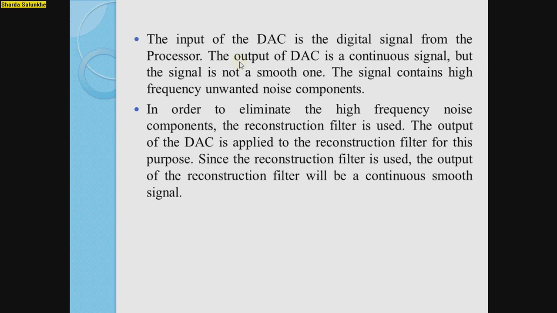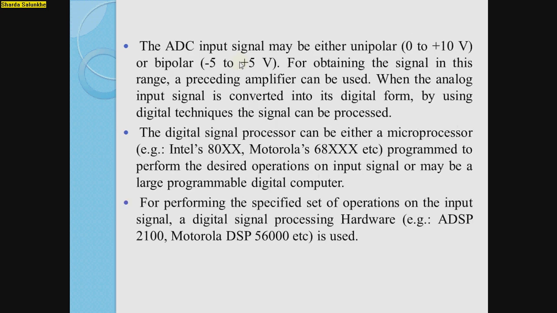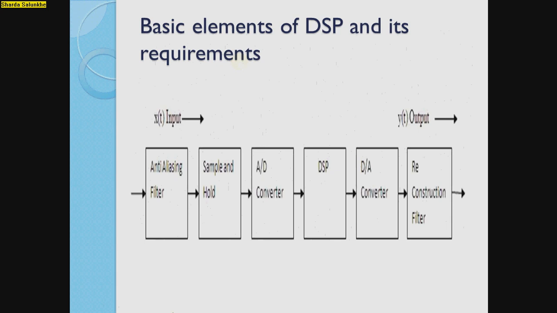Since the reconstruction filter is used, the output of the reconstruction filter will be the continuous, smooth signal. So, revising the whole diagram: first of all, x of t is an analog input signal which is applied to the anti-aliasing filter, where high frequency components can be eliminated and the low frequency components pass.